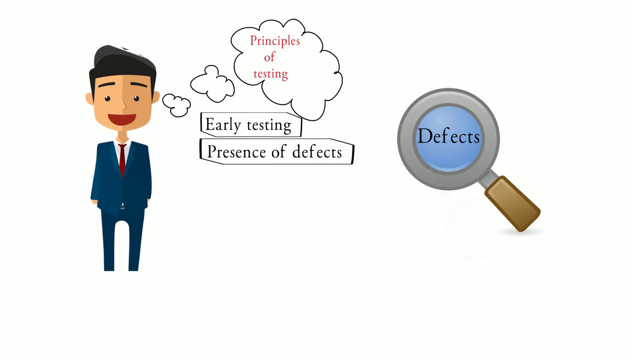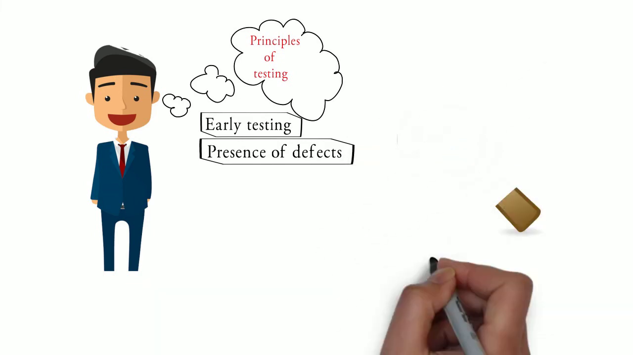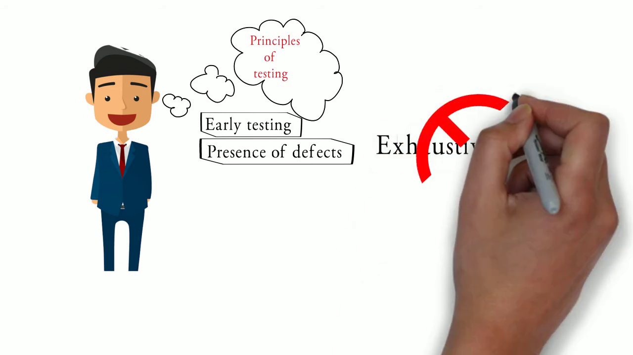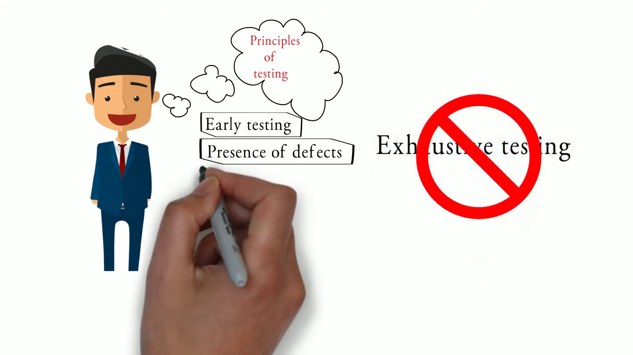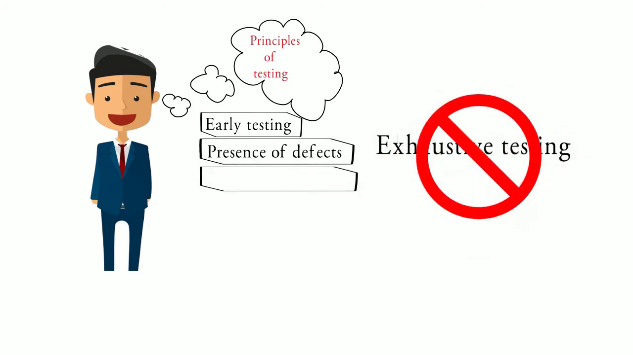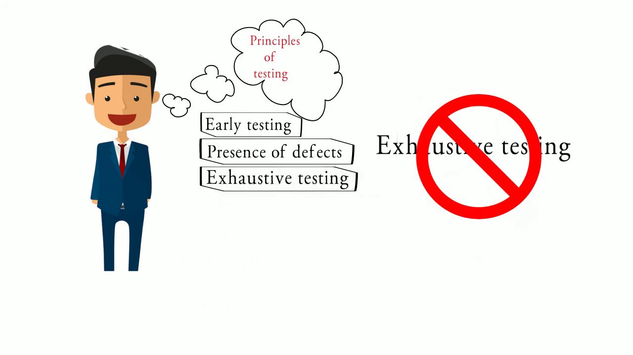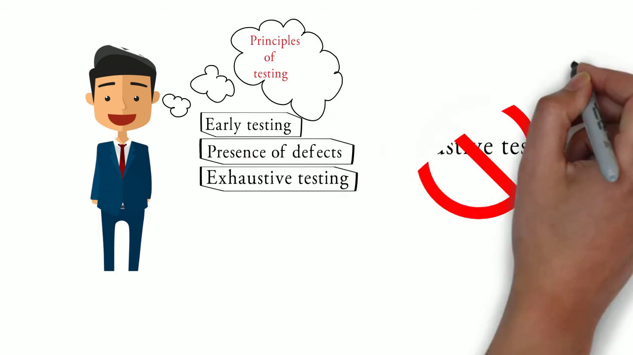Testing can show defects are present, but it doesn't mean the software is defect-free. Testing helps to discover as many defects as possible. The third principle is exhaustive testing is impossible. To test everything is not possible except in trivial cases. Instead, testing should be focused and prioritized.